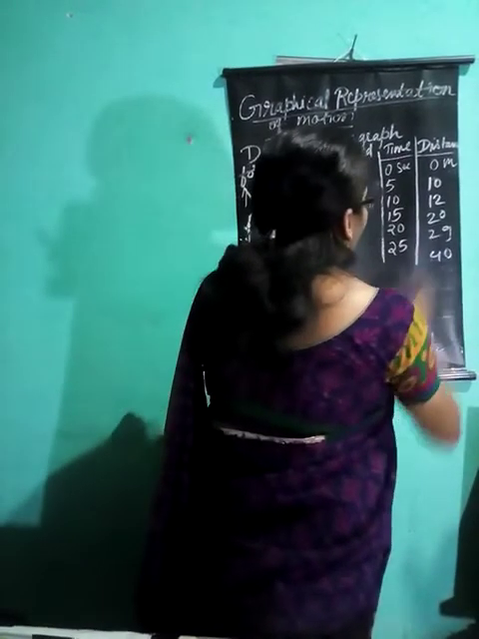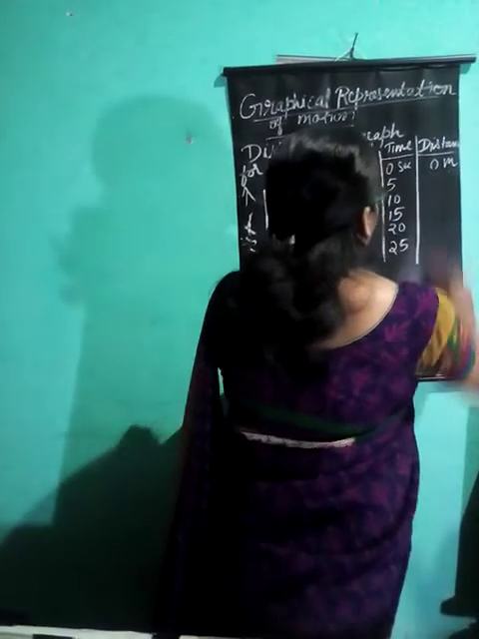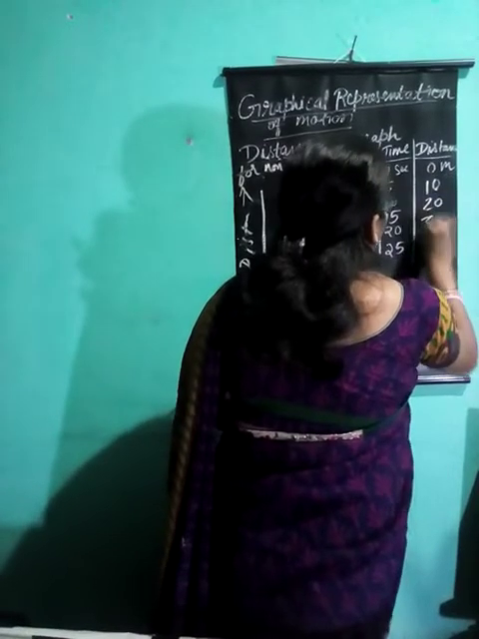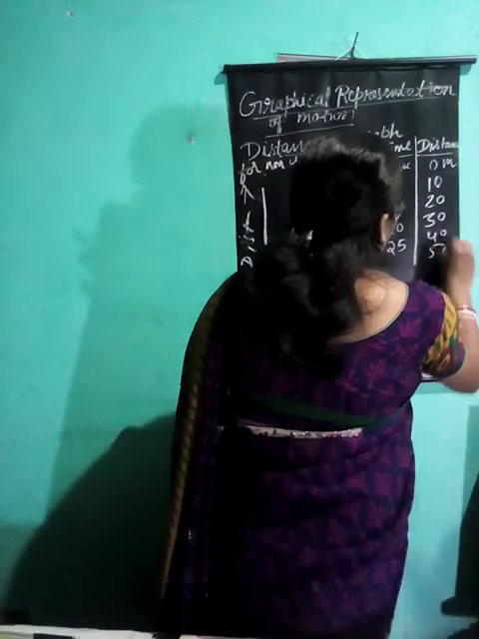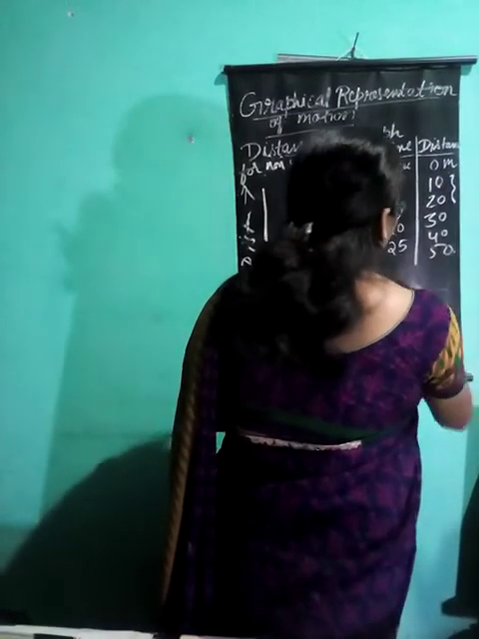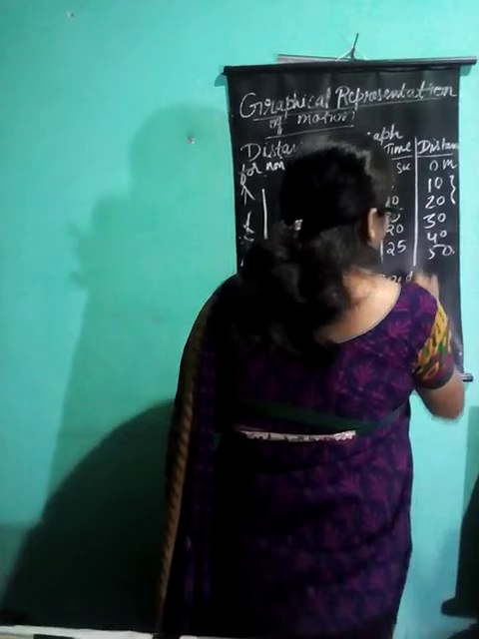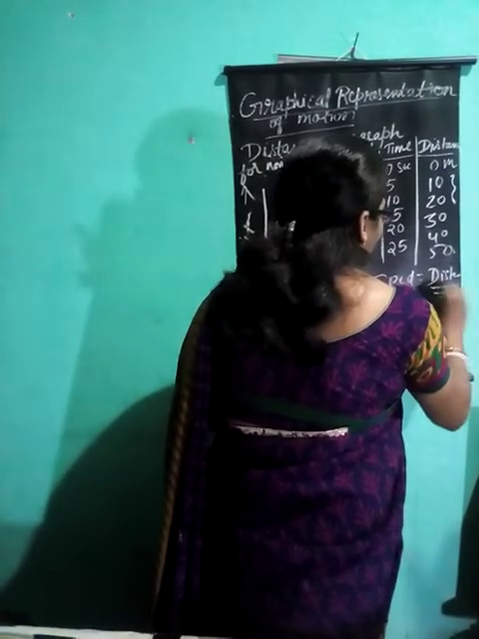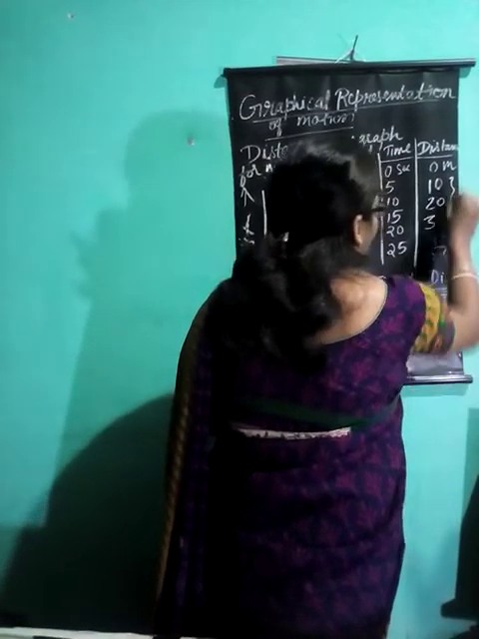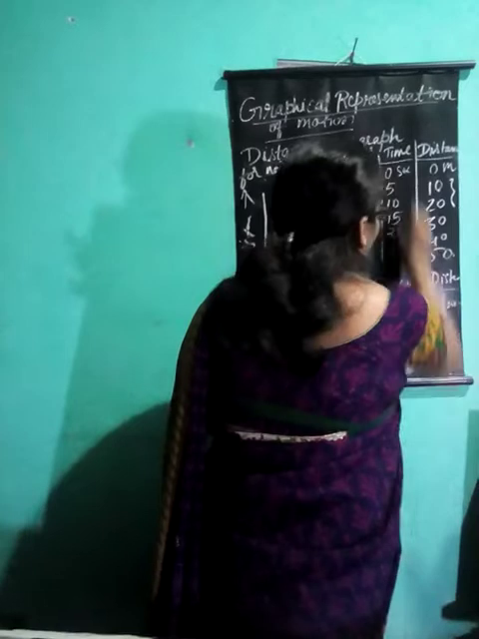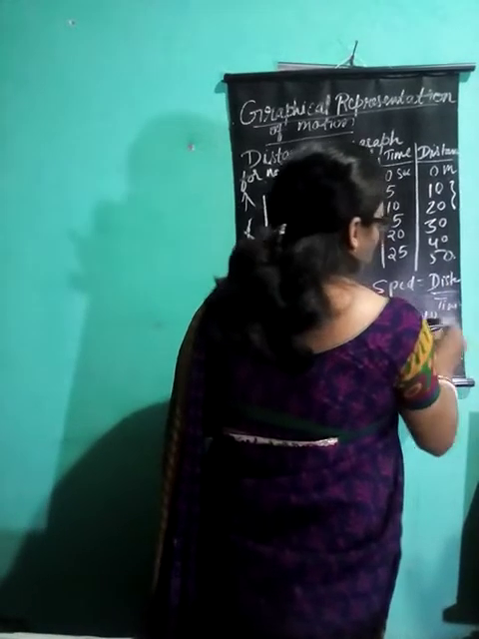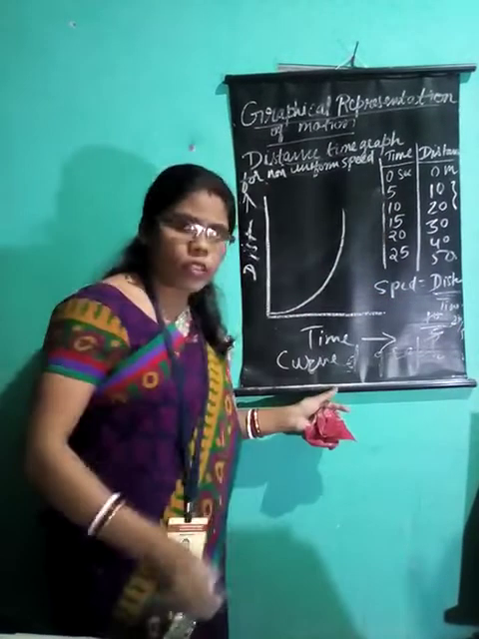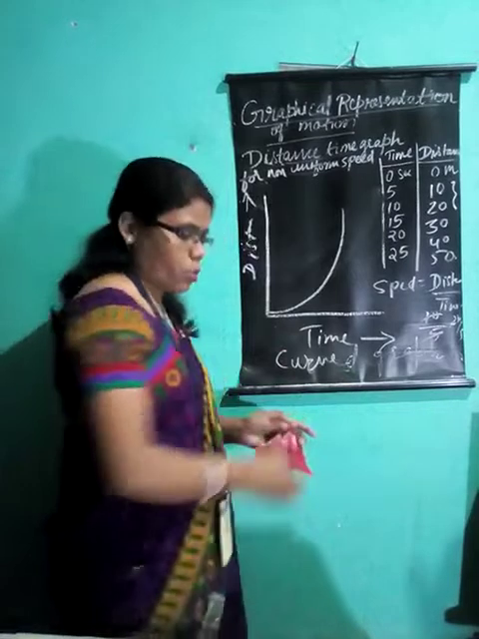For the data which was given for the previous one, it was 10, 20, 30, 40, 50. See, the difference between these two, that is, speed is equal to distance by time. So the distance between these two is 10 and the time is 5. So it is 2 meter per second. Got it? This way you can calculate the speed also.